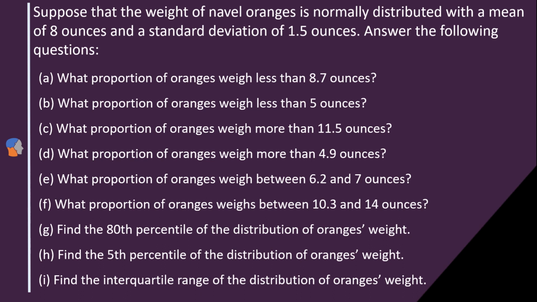In this video, I am going to explain this example. Suppose that the weight of navel orange is normally distributed with a mean of 8 ounces and a standard deviation of 1.5 ounces. Answer the following questions.